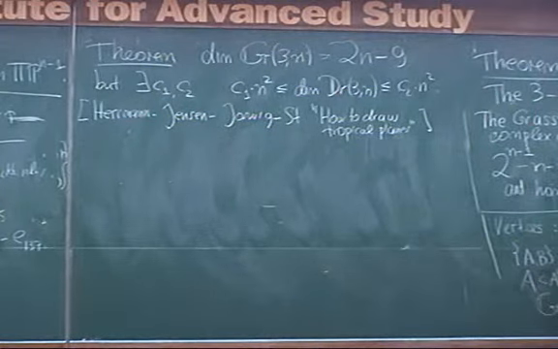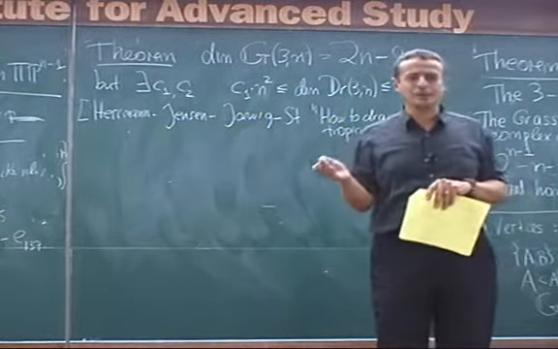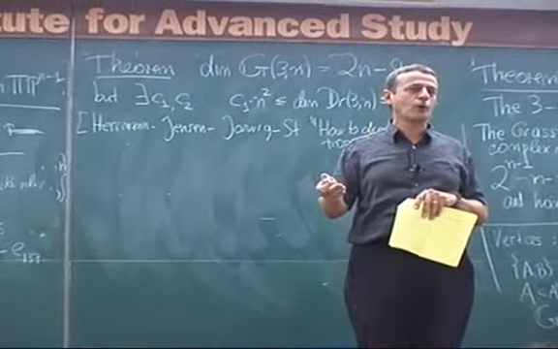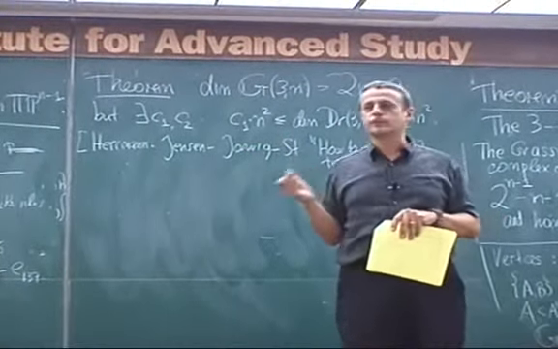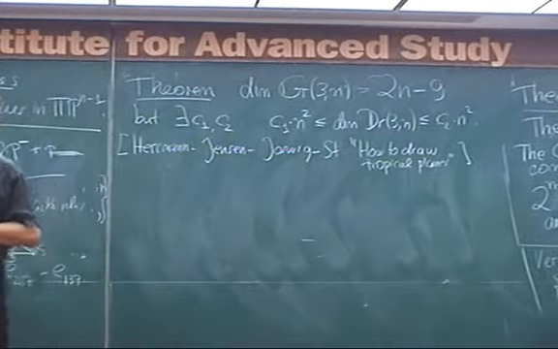Now, how to draw tropical lines, that's trivial. Those are lines, right? These are trees. How do you draw them? You draw them from their Plücker coordinates using neighbor joining. There are algorithms that take you from the tropical Plücker coordinates and draw the tree.